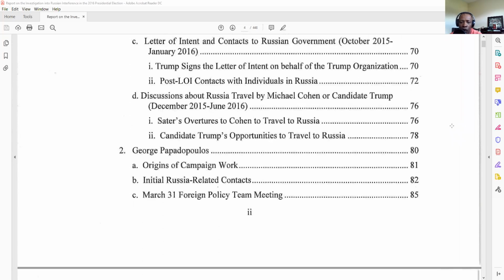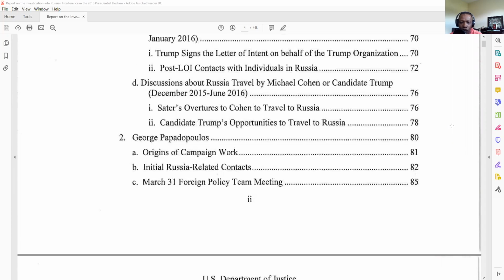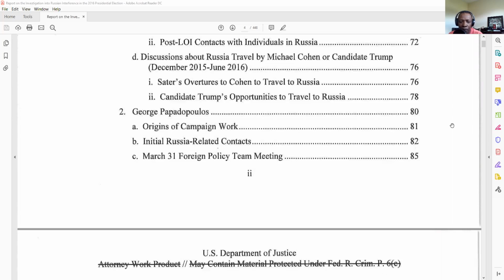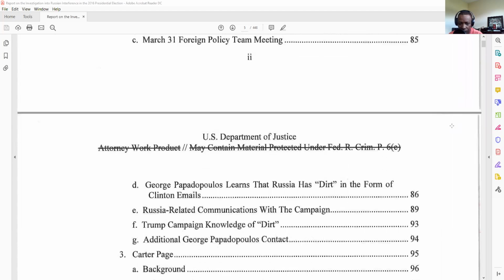Discussions about Russia travel by Michael Cohen and candidate Trump, December 2015 to June 2016. Sater's overtures to Cohen to travel to Russia. Candidate Trump's opposition to Russian travel. George Papadopoulos, origins of campaign work, initial Russia-related contacts, March 31st foreign policy team meeting.